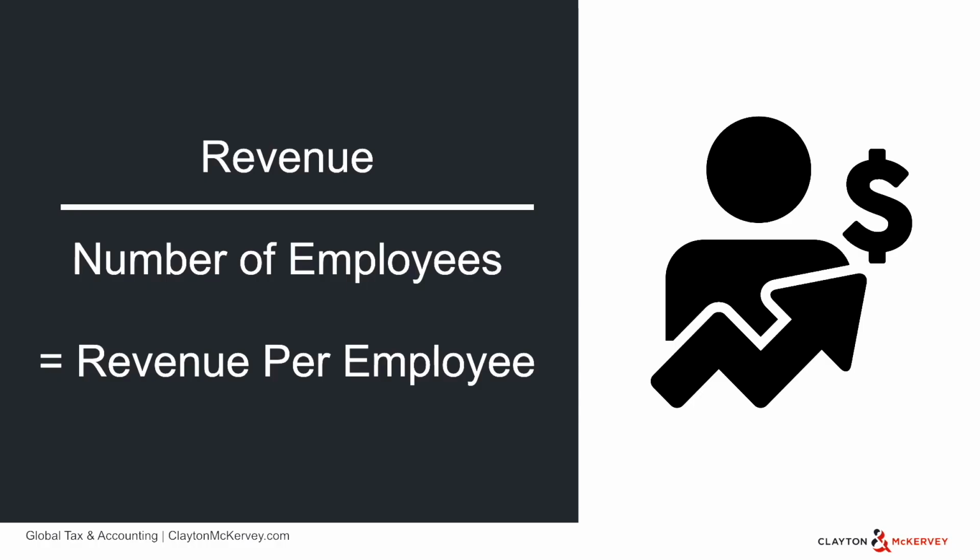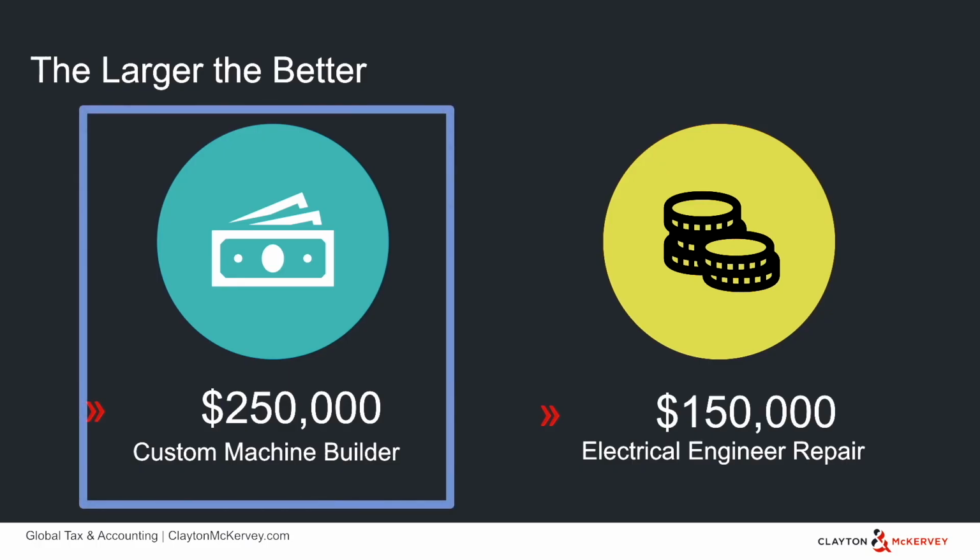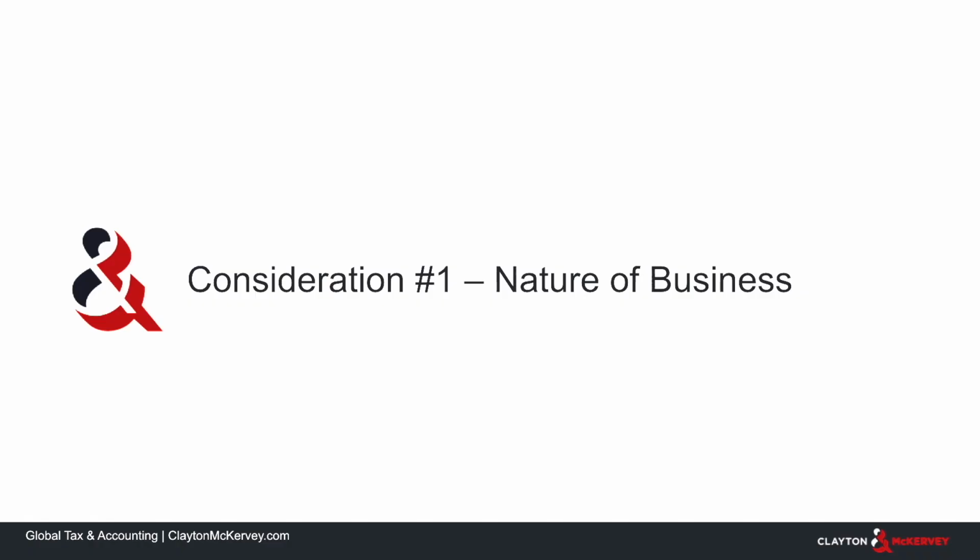Well, I took revenue for the company as a whole and divided it by the number of employees, or full-time equivalents. That's a figure that computes approximately how much money each employee generates on average for the company as a whole. Generally speaking, the higher the revenue per employee, the better. Therefore, in my example, you could quickly say, hey, the $250,000 custom machine builder is better. If this is the first time examining this figure though, be careful because there is more to the story than that.